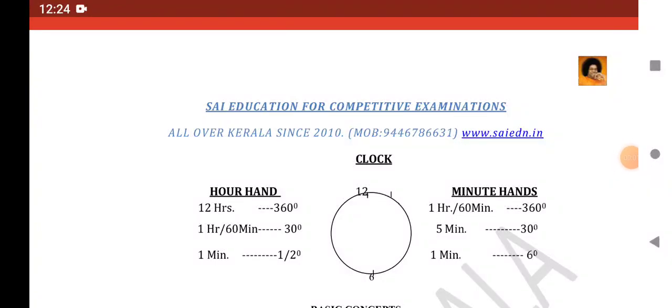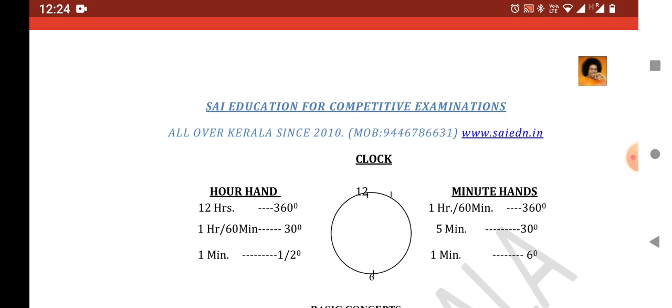Hi, dear students. Now we are going to discuss the topic clock. Clock is one of the important topics in all competitive examinations. Before going to the clock, we should know some basic concepts of clock.